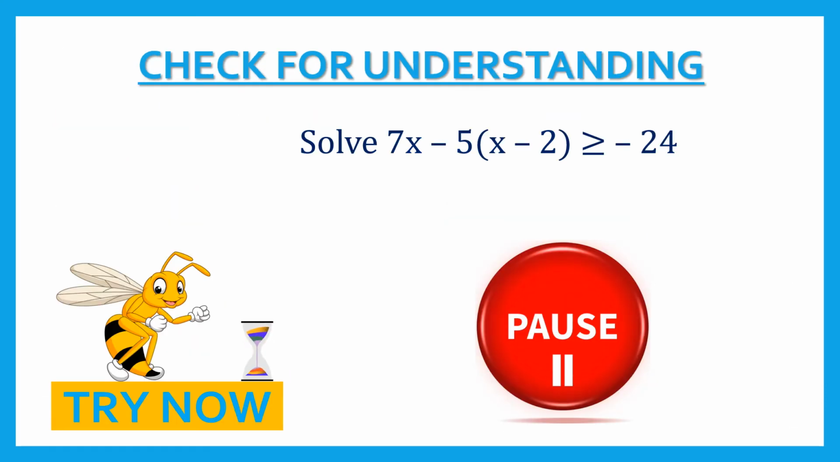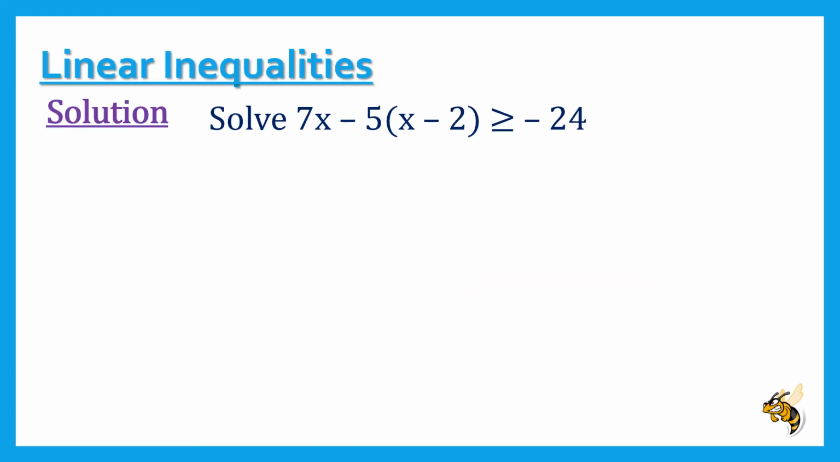Go ahead and check for understanding. Solve 7x minus 5, open parentheses x minus 2, close parentheses, greater or equal to negative 24. Solution. Solve 7x minus 5, open parentheses x minus 2, close parentheses, greater or equal to negative 24.